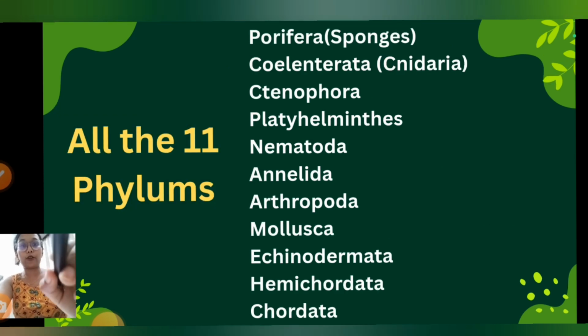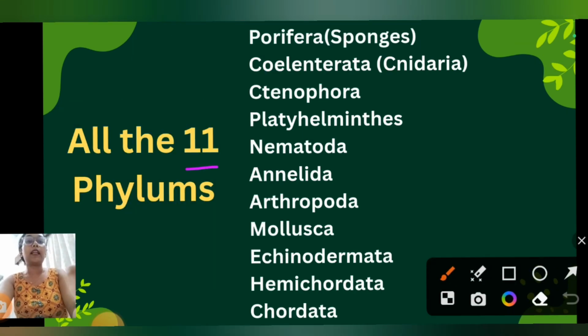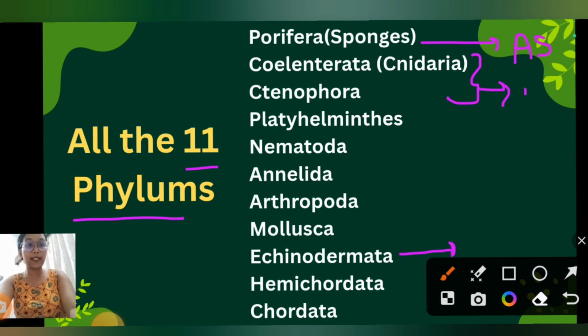So let's have a quick revision of this again. We are bringing the 11 phyla. Porifera, they are asymmetrical. Coelenterata, Ctenophora and Echinodermata are what? Radially symmetrical. And the rest of them are bilaterally symmetrical.